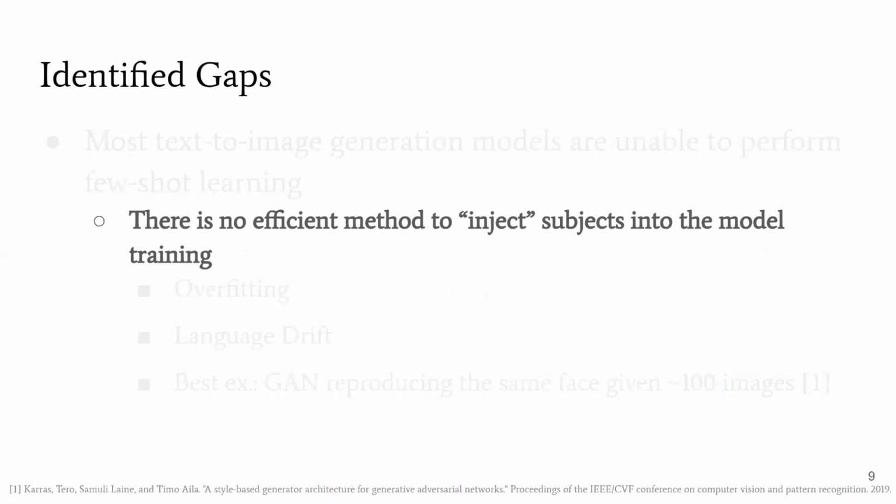So we'll start with looking at how they solve some of the identified gaps. As Joe mentioned, one of the big ones is that there's no efficient method to inject subjects into the model training or the model knowledge. So the first contribution the authors make to tackle this problem is the rare token identifier.